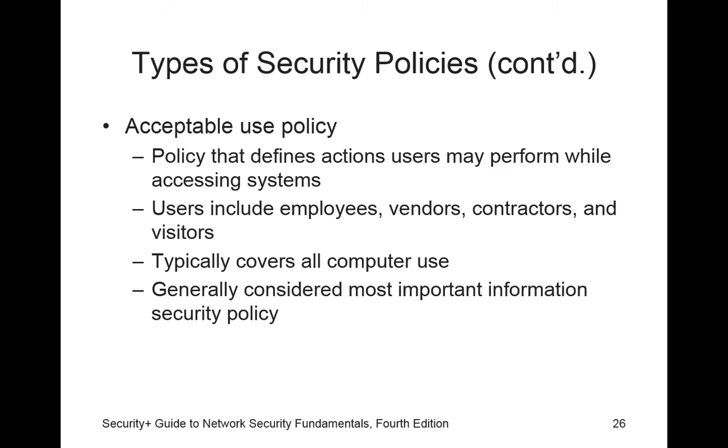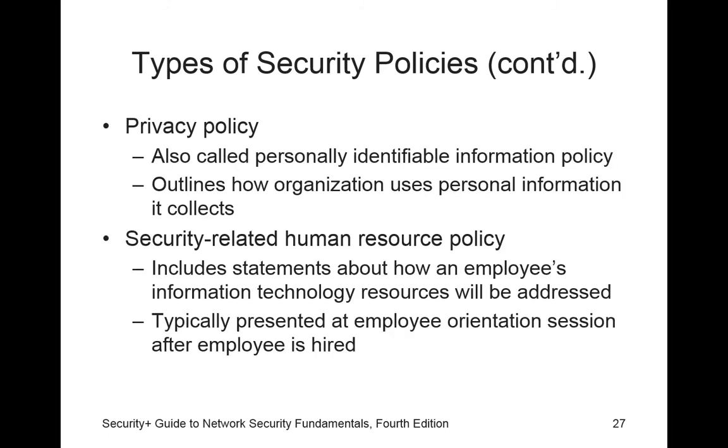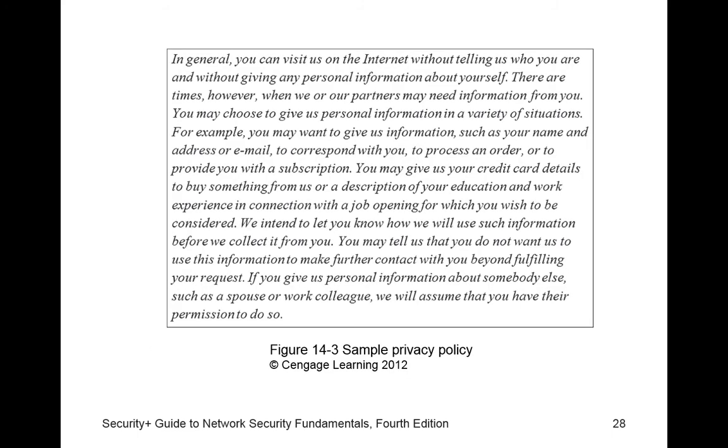So what is an acceptable use policy? We talked about that. It guides what users can and cannot do on a system. Privacy policy: how are we going to put safeguards into place to protect the PII, the personal identifiable information? Then the security-related human resources policy. Basically, it includes statements about how the employee's information and technology resources will be addressed. And usually it's addressed when you get hired on. Here's a privacy policy. Basically, you can read that if you want to.